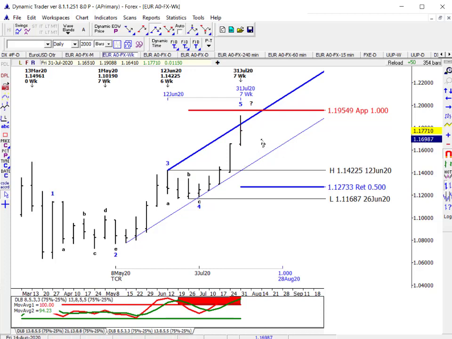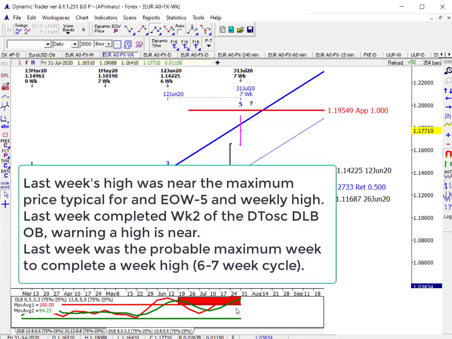So that alone doesn't indicate the wave 5 is complete, but it tells us that we're in a position to have completed the wave 5. There's two other factors that we look at. One is the weekly momentum using our DT oscillator. The dual look back just completed week 2 of being dual look back overbought. So that warns us we're very close. We're within 1 or 2 bars of completing a wave 5.